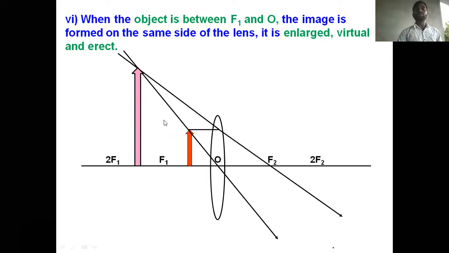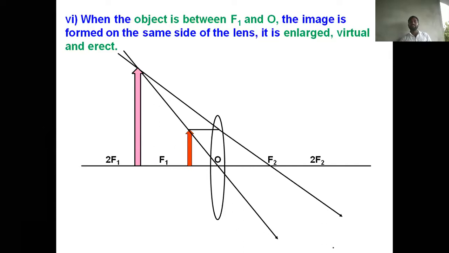Now compared to these two sizes, the image is enlarged. See how much size we have for the object. The height of the image is a long height, so it is highly enlarged, and it is virtual and erect. Why do we call it erect? In the remaining cases we said it is inverted, but here it is erect. Erect means straight or upright, but inverted means it is opposite to the object direction. So here it is erect, and it is the enlarged one.